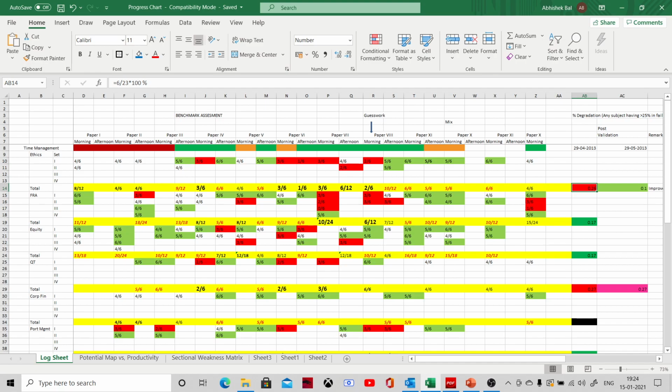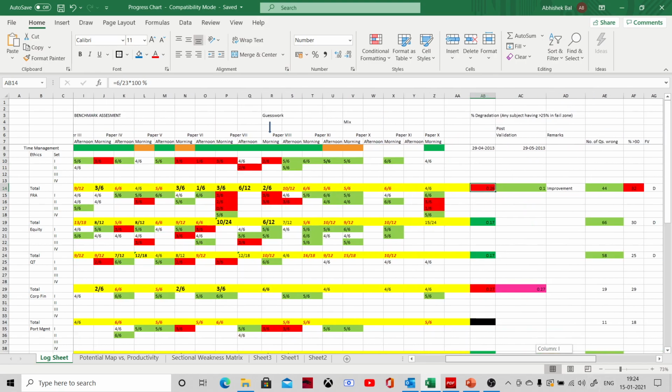Okay, now this is how I have marked it in a red color. Why? Because I have created the matrix in such a way that any subject area found to have a score of less than 50% in item sets which has exceeded 25%.